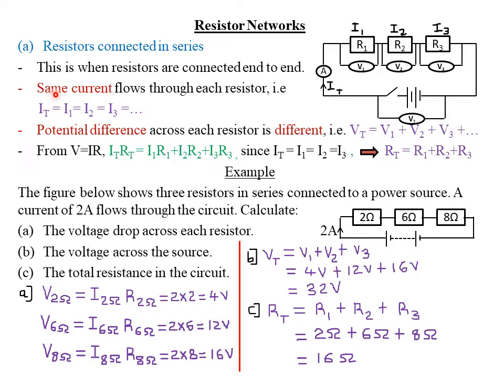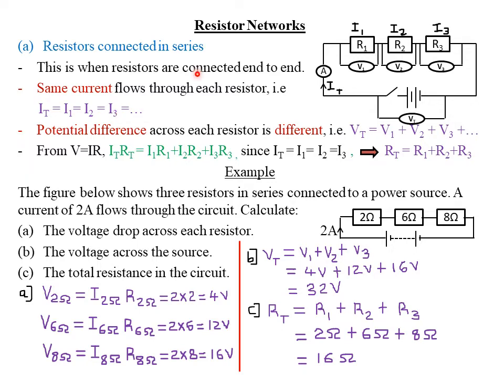Whenever resistors are connected in series, the same amount of current flows through each resistor. That simply means that the total current, that is I total, the total current from the source, must be equal to the current through the first resistor, which is I1, must be equal to the current through the second resistor, which is I2, must be equal to the current through the third resistor, which is I3. So for any series connection of resistors, I total must be equal to I1, must be equal to I2, must be equal to I3, depending on the number of resistors that you are connecting.